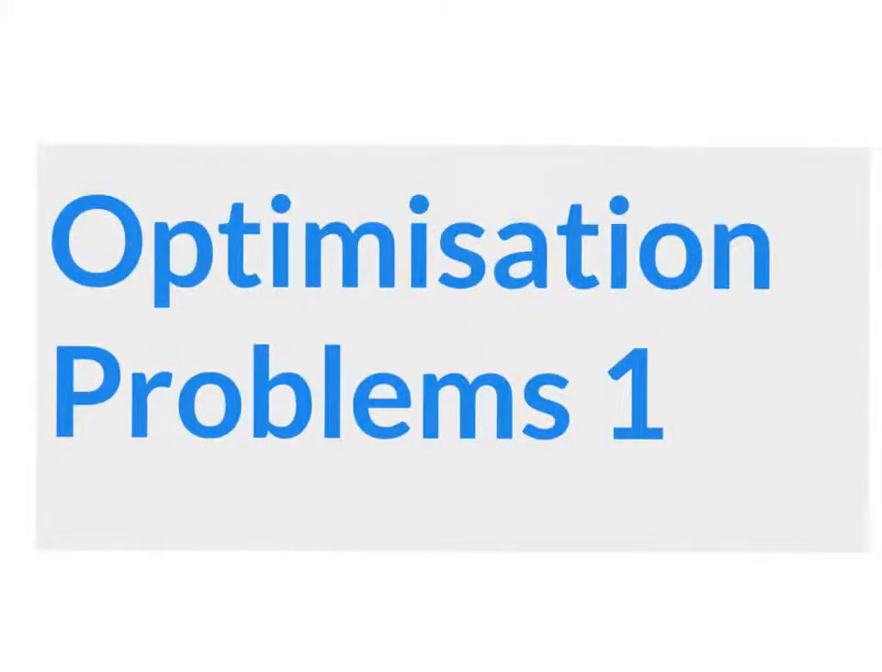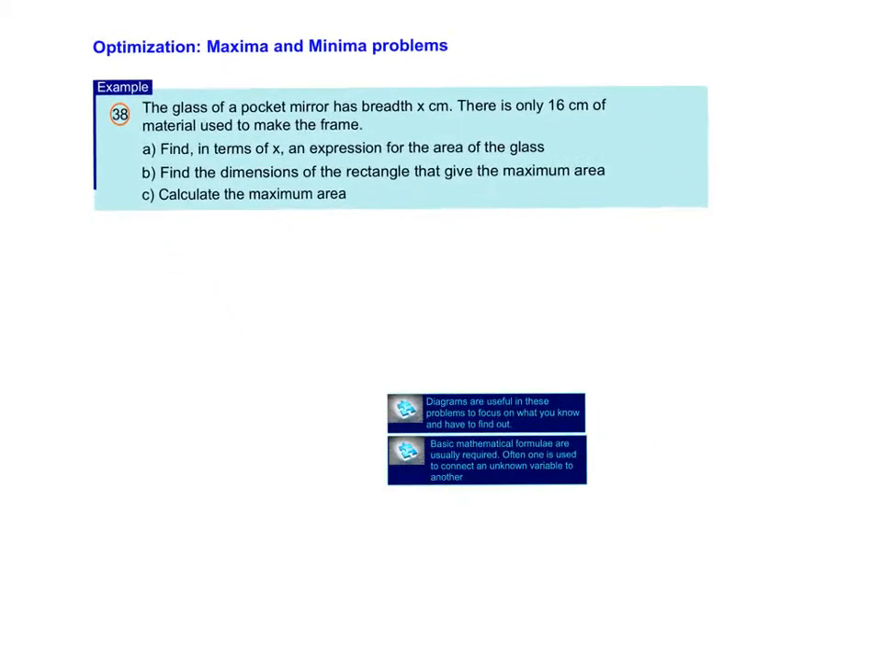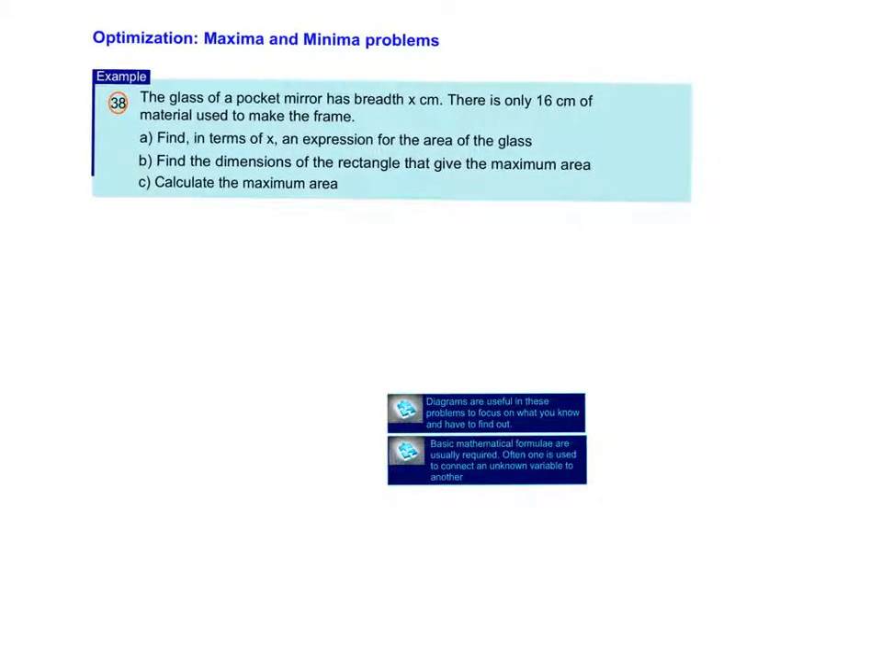Okay, we've been working on differentiation, and here is the first of the optimization problems that we're going to tackle. So you need to turn to this booklet that you've got, and if you move towards the back of the booklet, you'll find an example. This example here is an optimization problem, sometimes called maxima and minima problems.